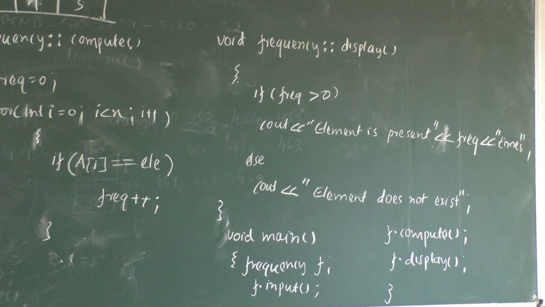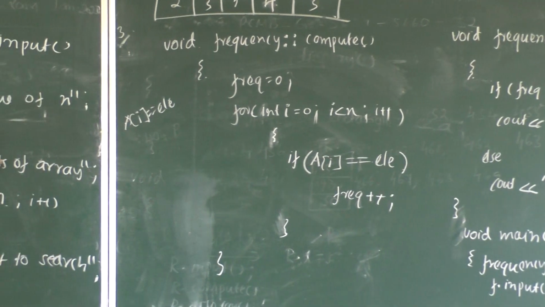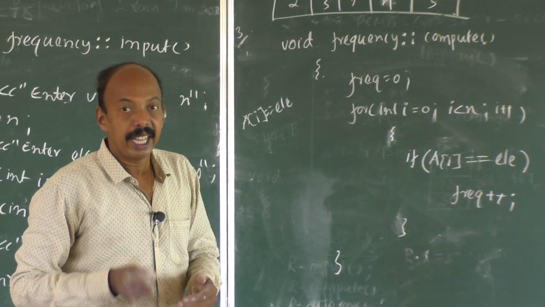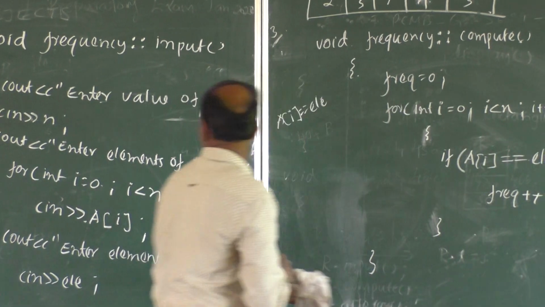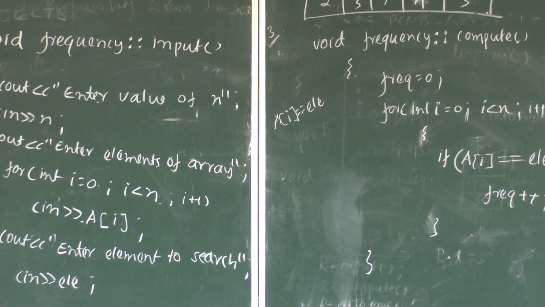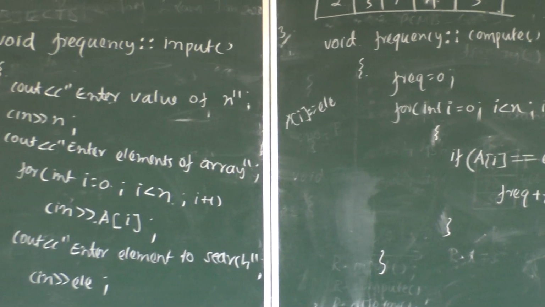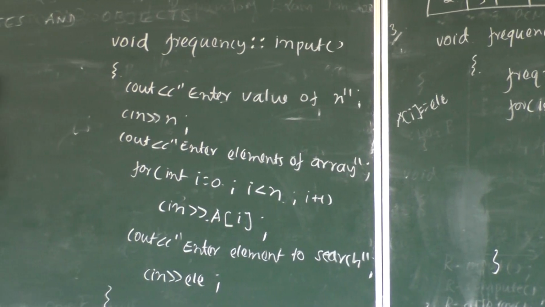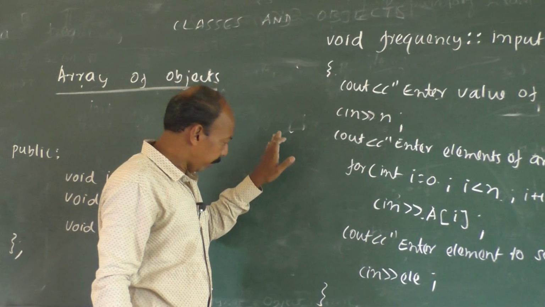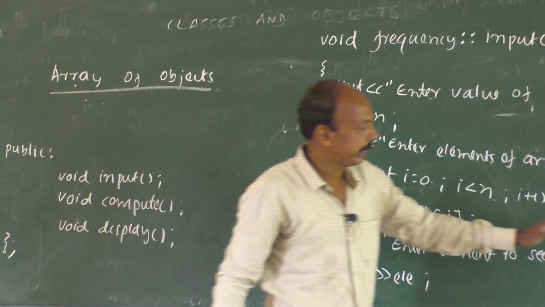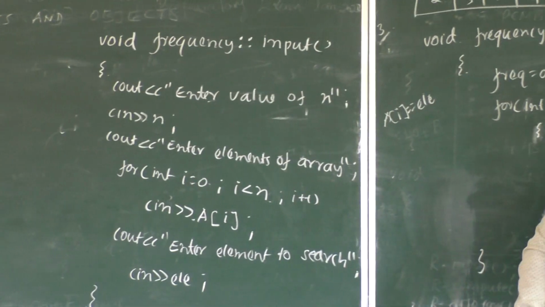So here we have seen how to input the arrays as member data. It's also possible to have the array of objects. Array of objects. How it is different in that case? When we declare the variable, in this case when we declare the object here, see here in this case we have created the object only one.